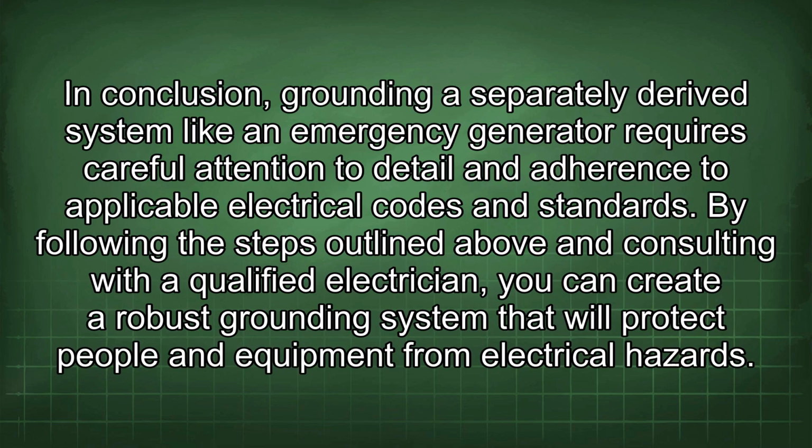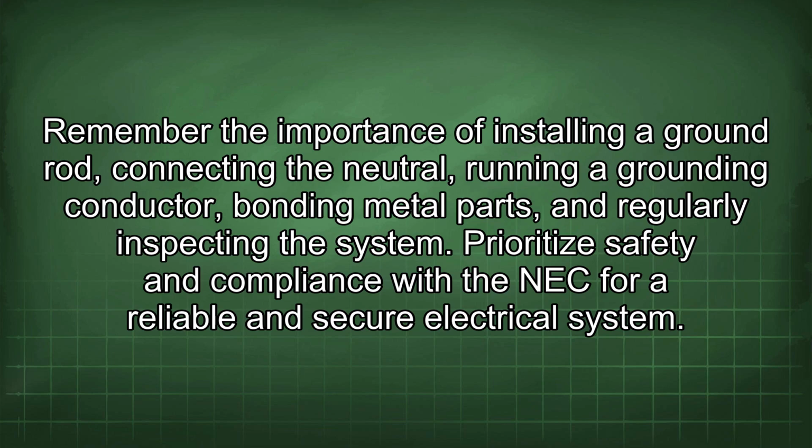In conclusion, grounding a separately derived system like an emergency generator requires careful attention to detail and adherence to applicable electrical codes and standards. By following the steps outlined above and consulting with a qualified electrician, you can create a robust grounding system that will protect people and equipment from electrical hazards. Remember the importance of installing a ground rod, connecting the neutral, running a grounding conductor, bonding metal parts, and regularly inspecting the system. Prioritize safety and compliance with the NEC for a reliable and secure electrical system.